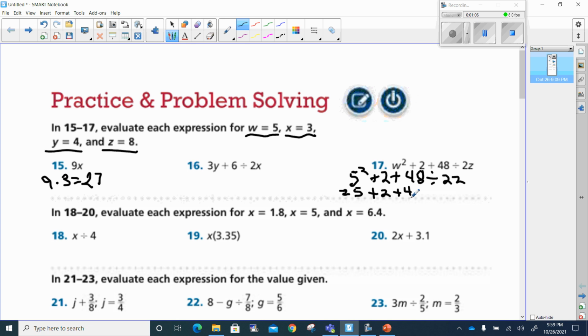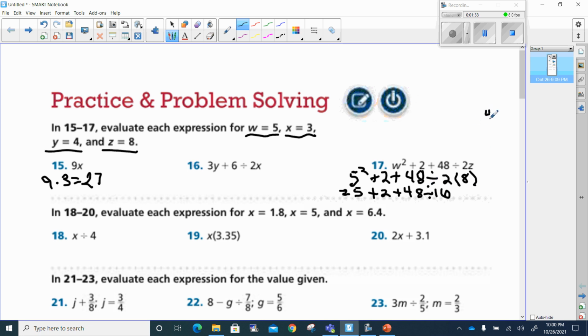But wait a minute. It says 48 divided by 2z. Z, we said, was 8. So I can replace z over here with 8. So I'm multiplying it to 8. And 2 times 8 is 16. So this is 48 divided by 16. Following PEMDAS, we have to do division first. So what is 48 divided by 16? That's going to be 3.